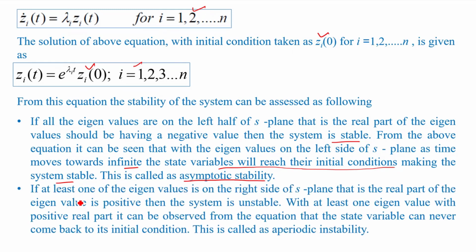If at least one of the eigenvalues is on the right side of the S-plane, that is, the real part of the eigenvalue is positive, then the system is unstable. With at least one eigenvalue with positive real part, it can be observed from this equation that the state variable can never come back to its initial condition. This is called aperiodic instability. So from the nature of the eigenvalues, we can easily find the stability of the system.